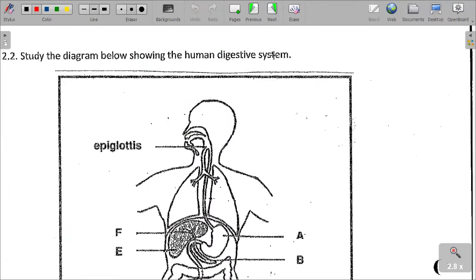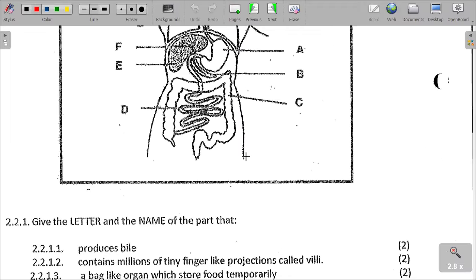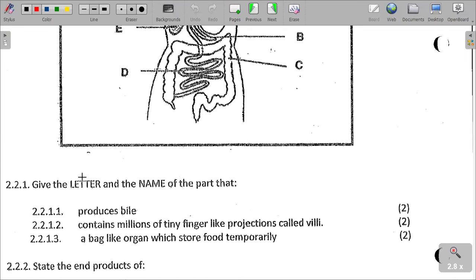Our next question. The diagram below shows the human digestive system. Give the letter and the name of the part that produces bile, question 2.2.1. The question wants you to give the letter and the name of the part that produces bile.